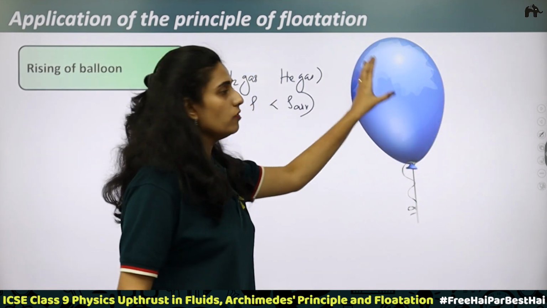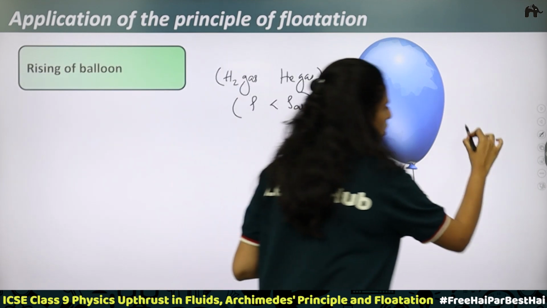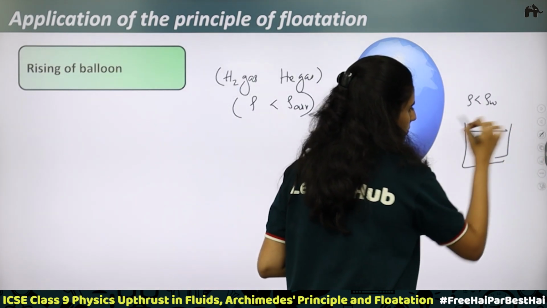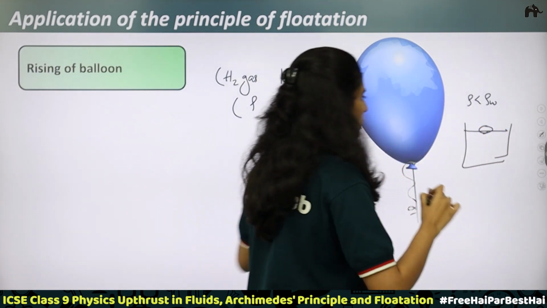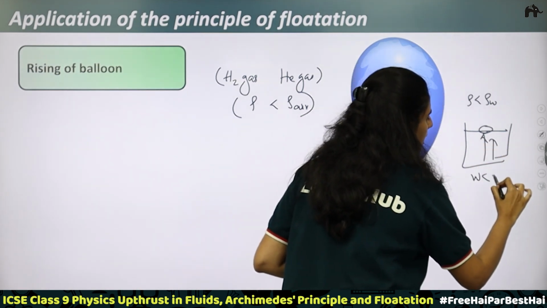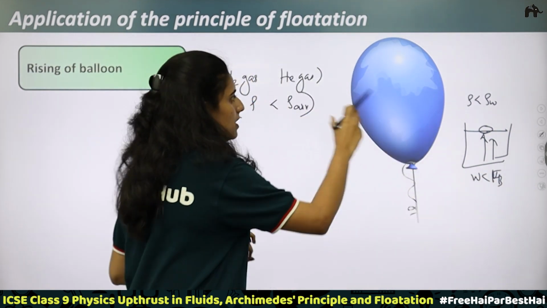So inside the balloon we have a gas of density that is less than the density of air. Now when you have a body of density less than the density of water, what happens to the body? We know that the body will be floating. The same thing will happen here because upthrust is acting. The weight of the body is less than the upthrust, and the body will be rising. So the same thing is happening here.